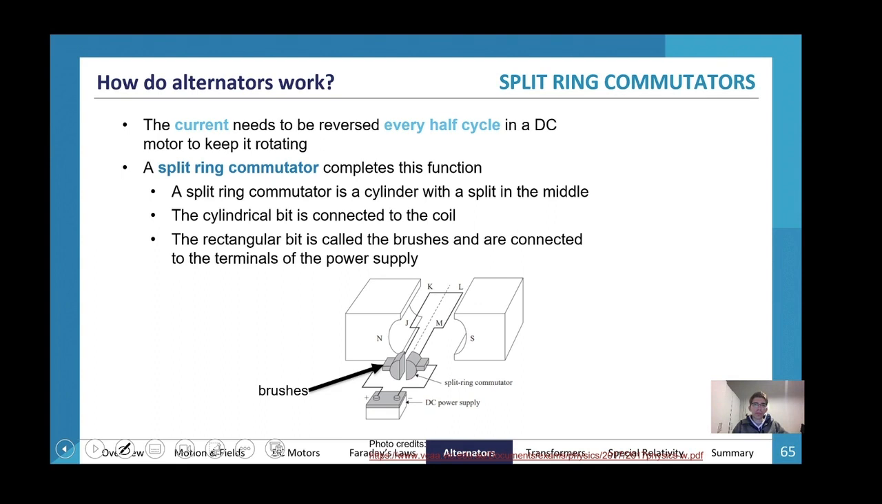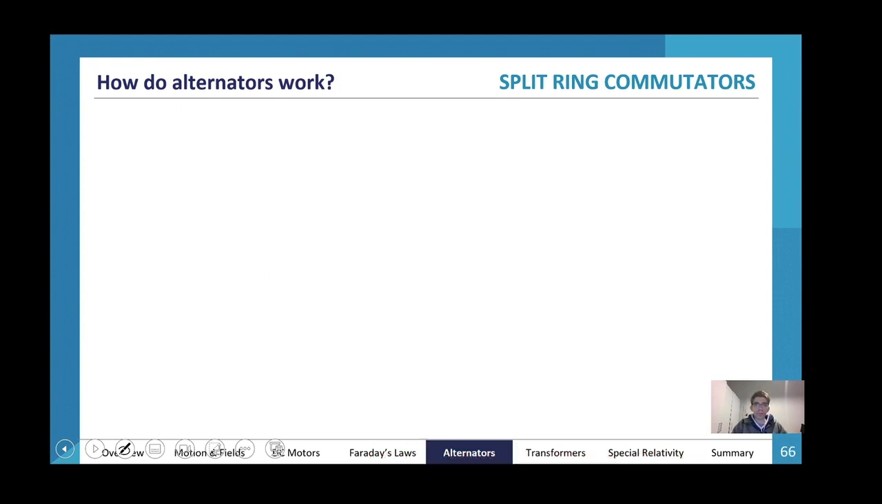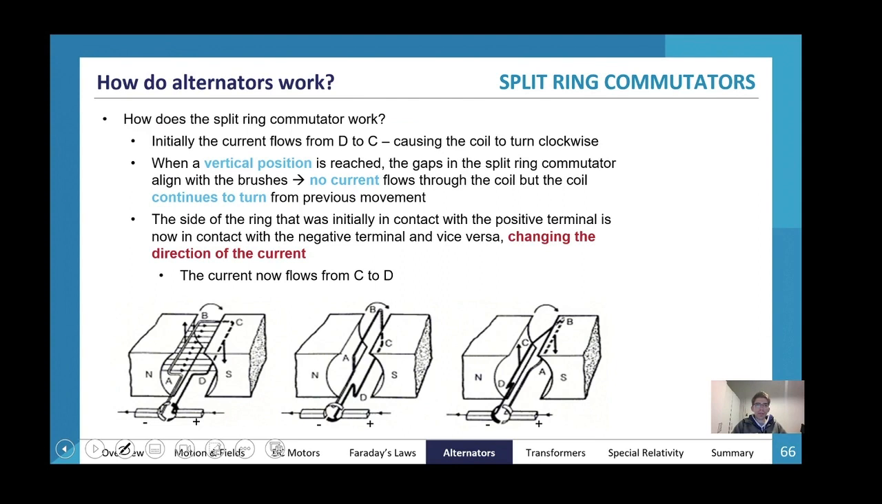The cylindrical bit is connected to the coil. The rectangular bit is called the brushes and are connected to the terminals of the power supply. So what happens is that initially the current flows from D to C, causing the coil to turn clockwise.